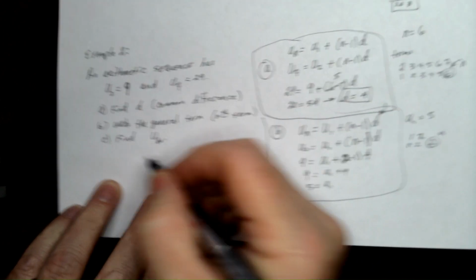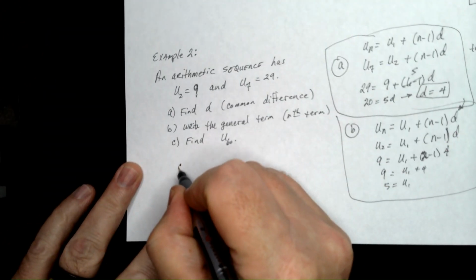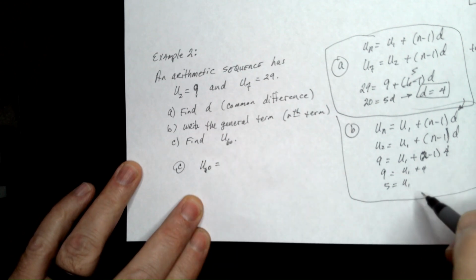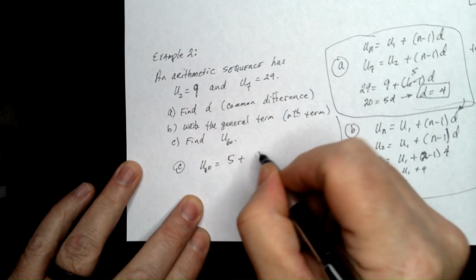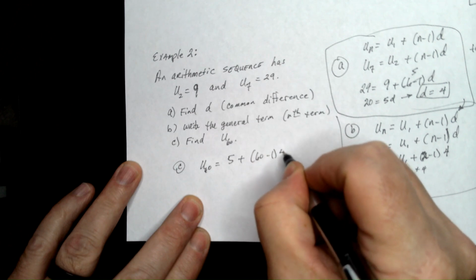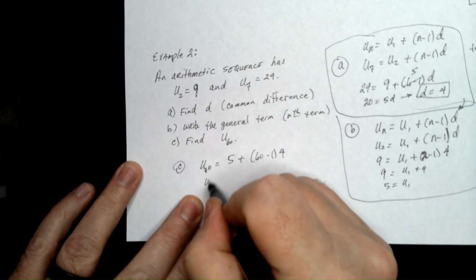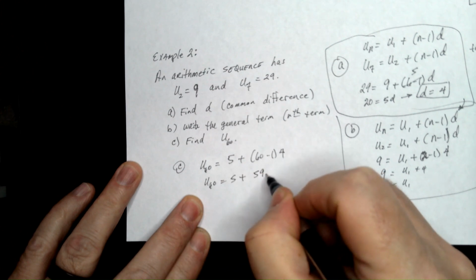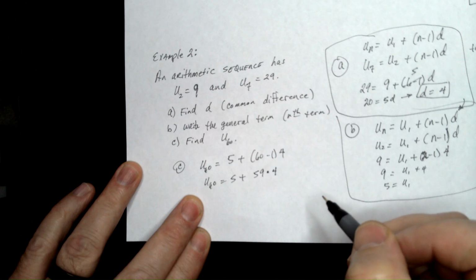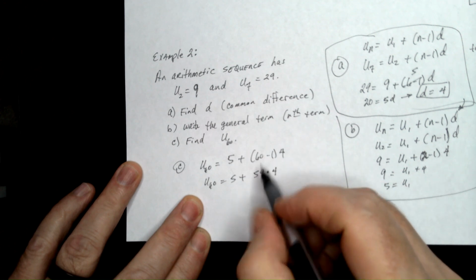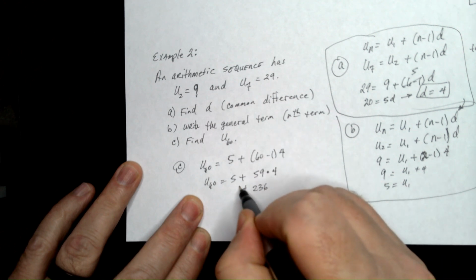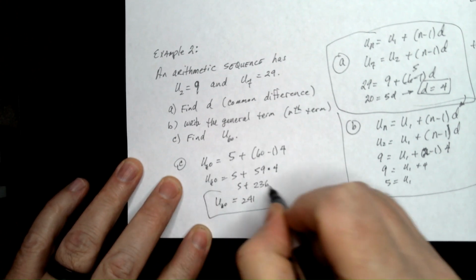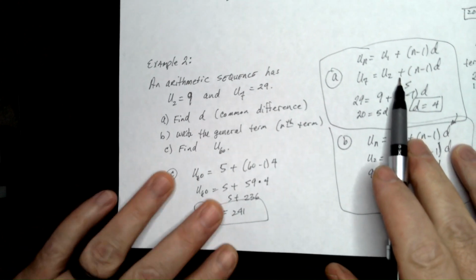Now, last thing. We have to find u sub 60. So the 60th term. So u60 is equal to 5 plus 60 minus 1 times 4. So just doing our calculation right here. 59 times 4. That's 236, plus 5, 241. u60 is 241. So be patient, use your formulas, plug them in.